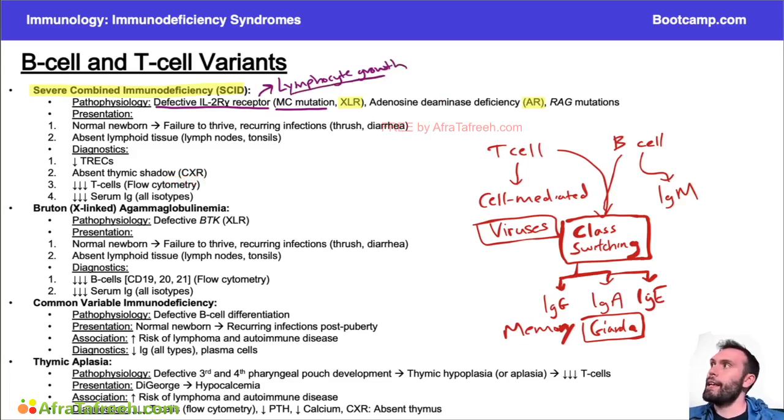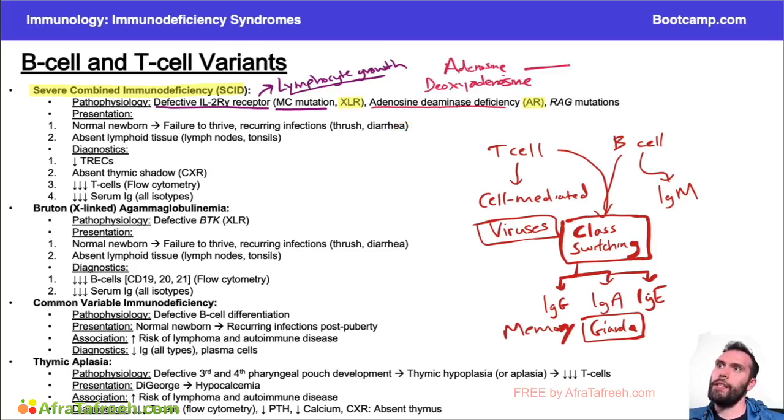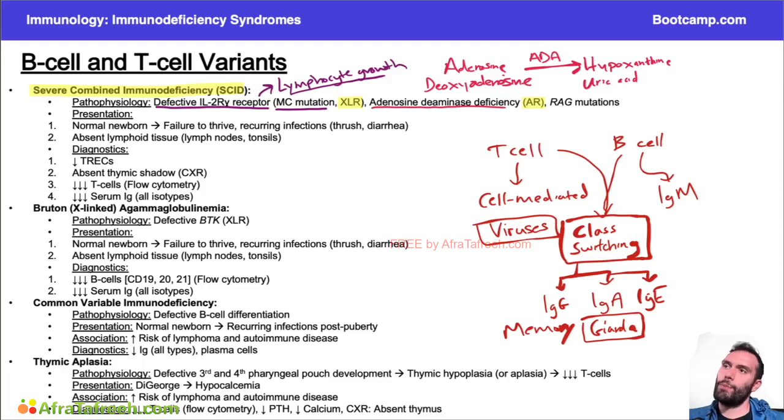Now, with adenosine deaminase deficiency, the difference here is that, remember what adenosine deaminase does. So let's just say I have some adenosine, maybe some deoxyadenosine here. These substances can get converted to hypoxanthine, this is going back to your biochem, as well as uric acid by adenosine deaminase, ADA. So adenosine deaminase converts these substances to hypoxanthine and uric acid.